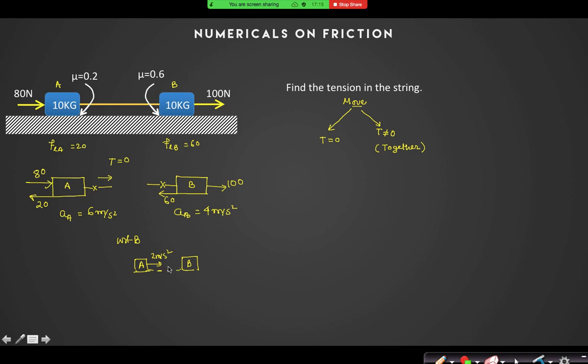So in that case, is it possible that tension is 0? Yes, definitely it is possible, because acceleration of A is more than acceleration of B. So with respect to B, A is coming towards B and the string will slack in that particular case. So if tension 0 is possible, I will definitely not go for the tension not equal to 0 case, right? So the answer for this question will be tension equal to 0.